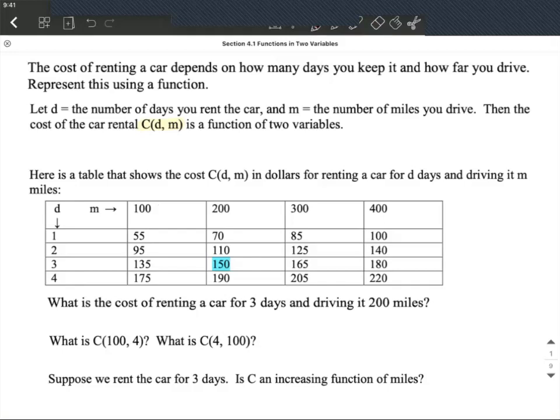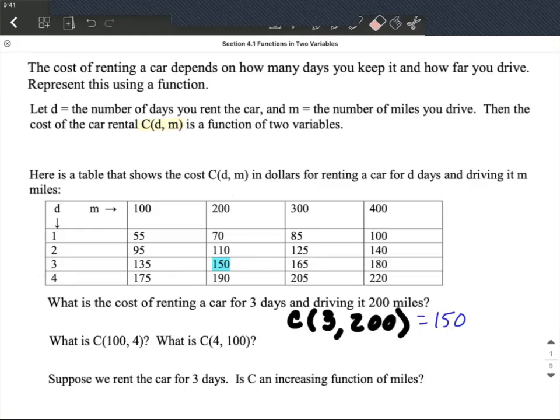What's the cost of renting a car for 3 days and driving it 200 miles? So that would be c of 3 for our days and 200 for our number of miles. So as we look at this table, let's think about that. The number of days is going to be 3, and the number of miles is going to be 200. So lining that up, as you can see, this works out to be $150. All right, so $150.